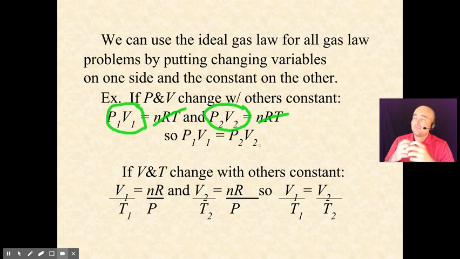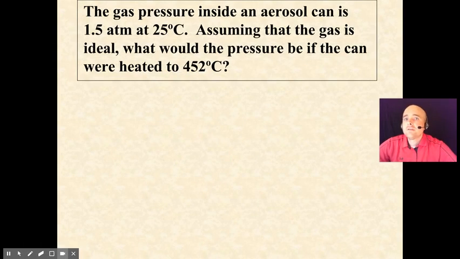Peas and vegetables on the table. No, just we boil peas and vegetables. That's right. So let's do an example.